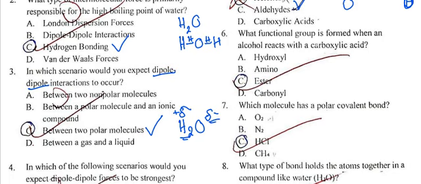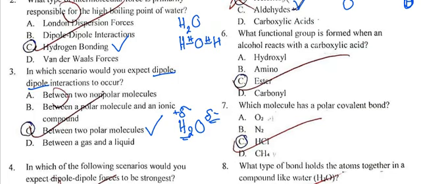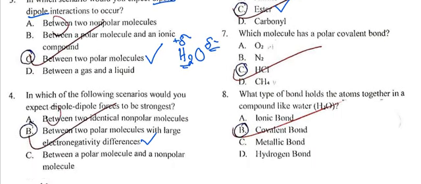We go to question 6. Question 6, they're saying what functional group is formed when an alcohol reacts with a carboxylic acid? So when an alcohol reacts with a carboxylic acid, it forms an ester. Okay, esters are used in perfumes because they've got a very good scent. So you form an ester. We go to question 7.